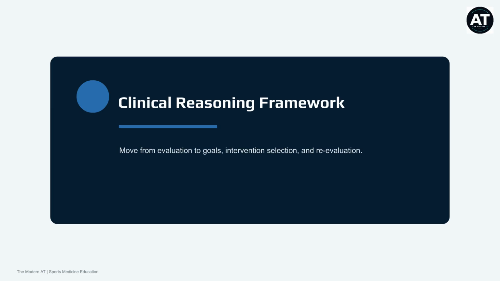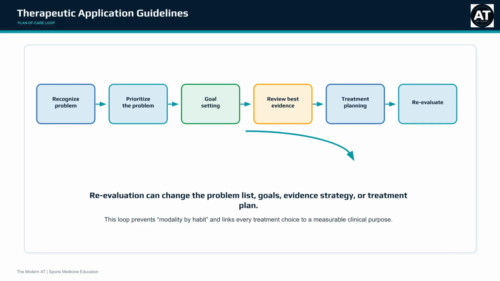Clinical reasoning connects the evaluation to goals, treatment selection, and re-evaluation. This section emphasizes a repeatable process rather than modality selection by habit. The plan of care loop begins by recognizing the patient's problem, then prioritizing which problem matters most today. Goals translate that priority into a measurable target. Evidence and clinical experience help narrow treatment options, and the treatment plan identifies the modality, parameters, active follow-through, and monitoring strategy. Re-evaluation closes the loop.